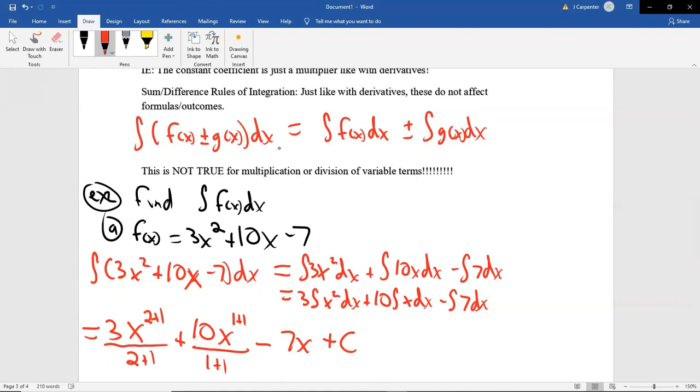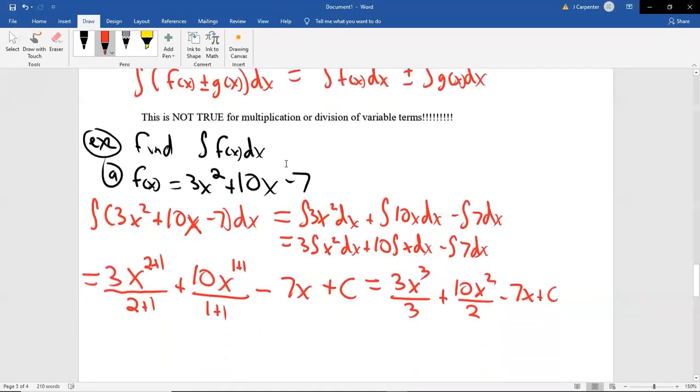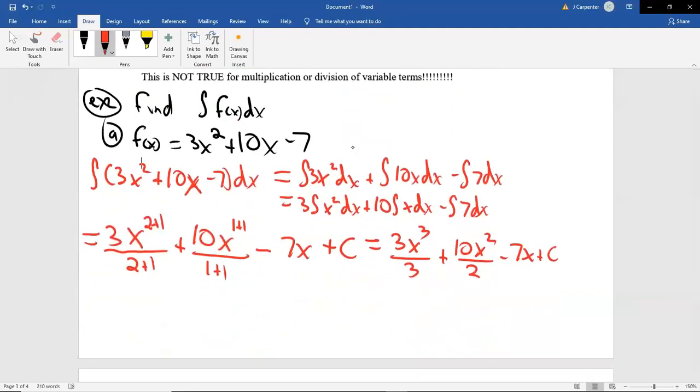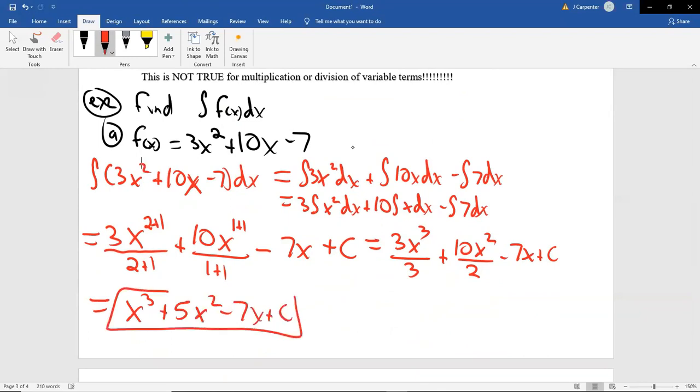But we can definitely clean this up some. In the bottom, in the bottom an exponent, 2 plus 1 is 3. In the bottom an exponent, 1 plus 1 is 2. So this is 3x to the third divided by 3 plus 10x to the second divided by 2 minus 7x plus c. The 3 and the 3 here cancel, and you get an x cubed. The 10 and the 2 here divide, and you get a 5. So 5x squared. The minus 7x stays, the plus c stays, and there is our integral.